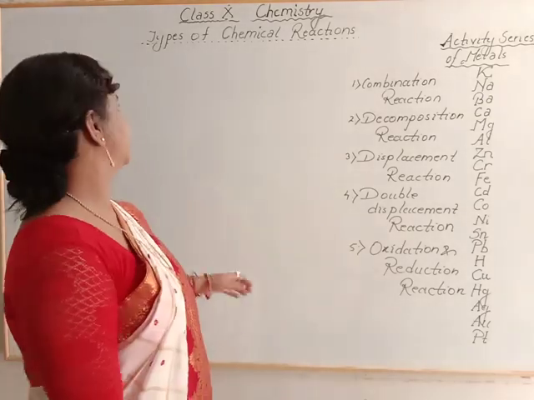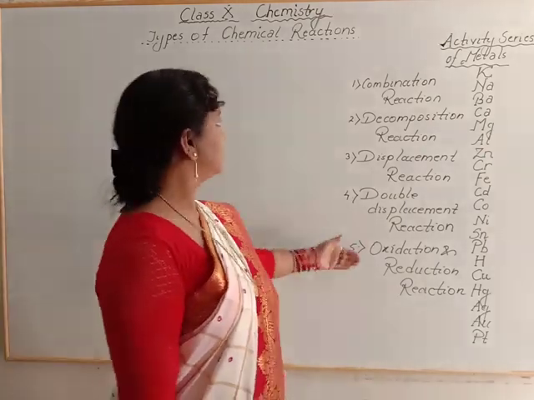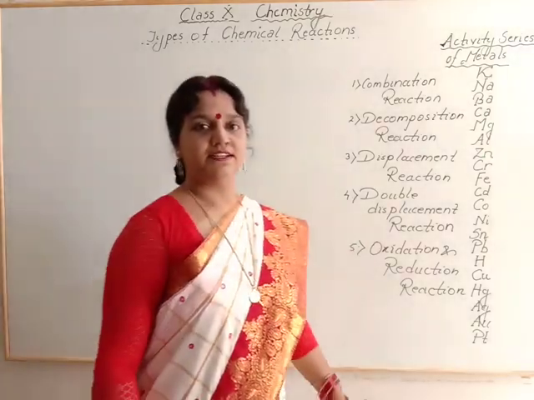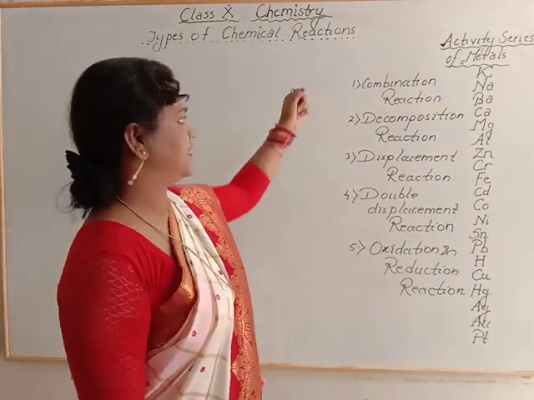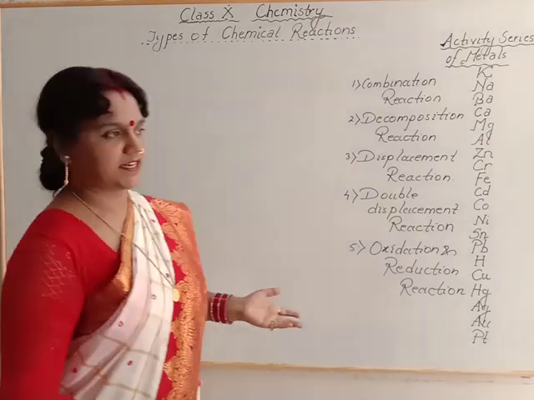Today I will discuss the topic types of chemical reaction. Mainly there are 5 major types of reactions. So one by one we will discuss. The first is our combination reaction. Now what is combination reaction?